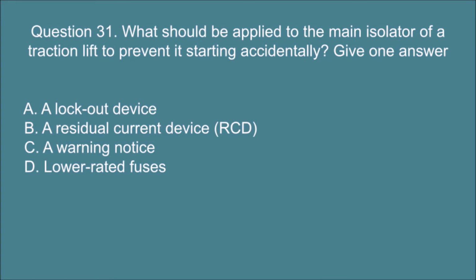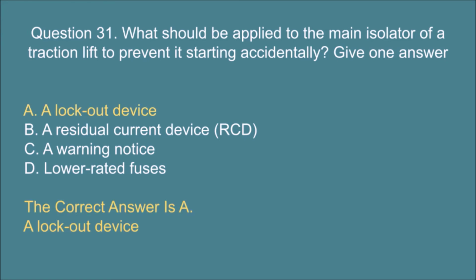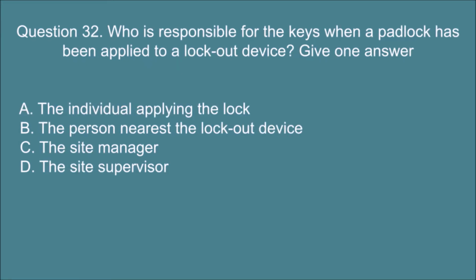Question 31. What should be applied to the main isolator of a traction lift to prevent it starting accidentally? Give one answer. A. A lockout device. B. A residual current device, RCD. C. A warning notice. D. Lower rated fuses. The correct answer is A. A lockout device.